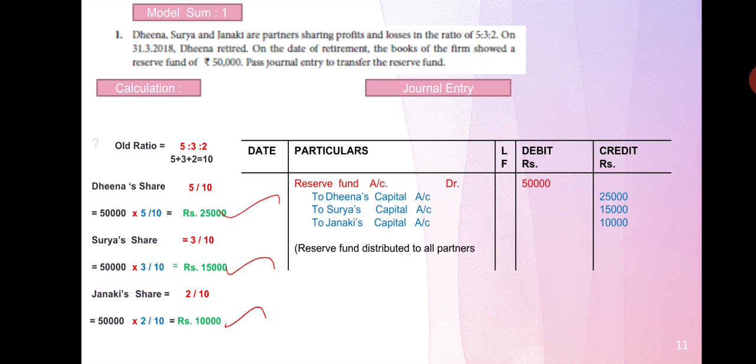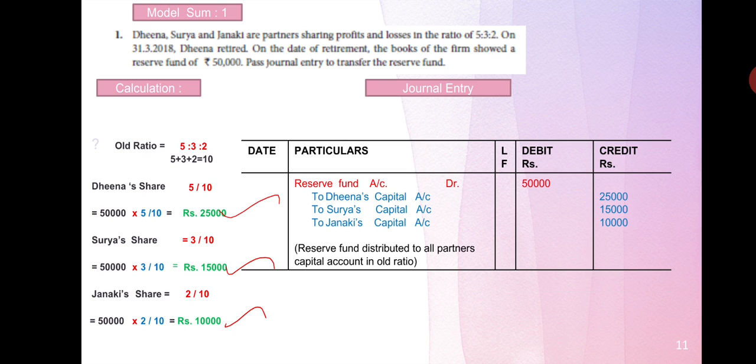Now write the narration. Reserve fund distributed to all partners capital account in old ratio. So reserve fund is credited now to all partners capital account. This is how you want to write the journal entry. So this is a model sum which is explained to you.